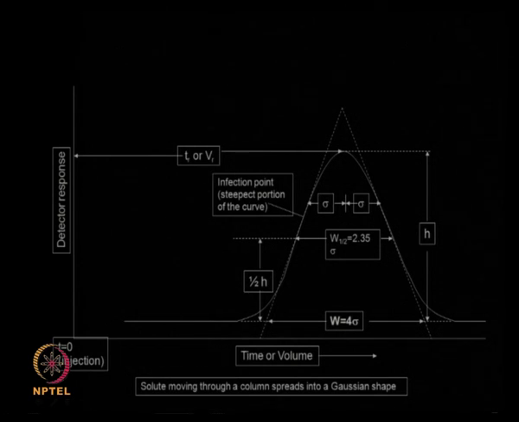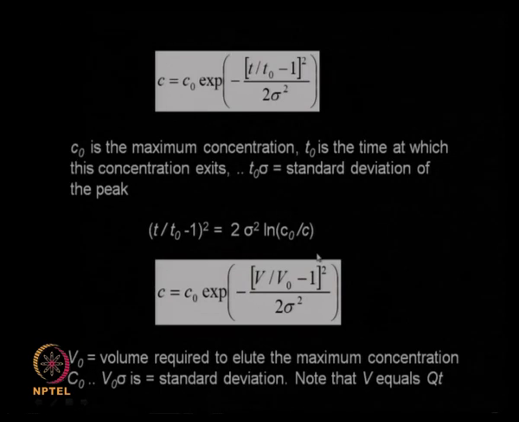So, generally we assume the solute flowing through the column spreads into a Gaussian shape, but it is not always the same. If you assume a Gaussian shape for the solute distribution, then we can write an equation for concentration: C is equal to C naught e power minus (t by t naught minus 1) whole square by 2 sigma square.